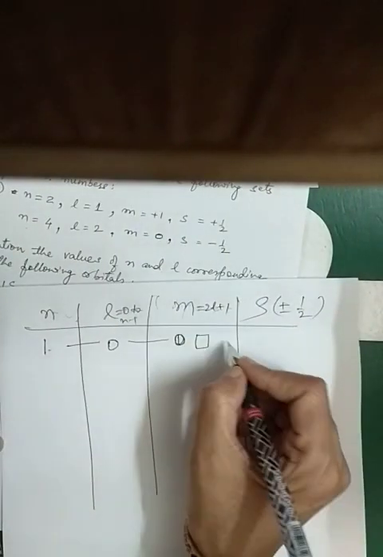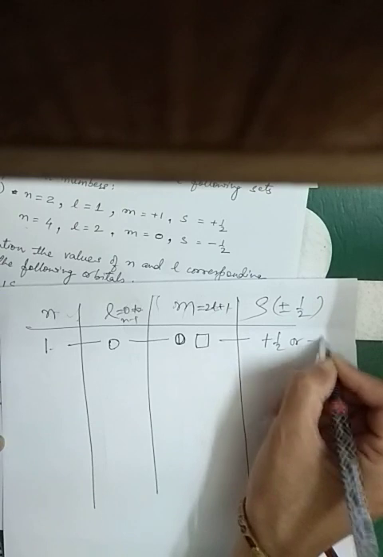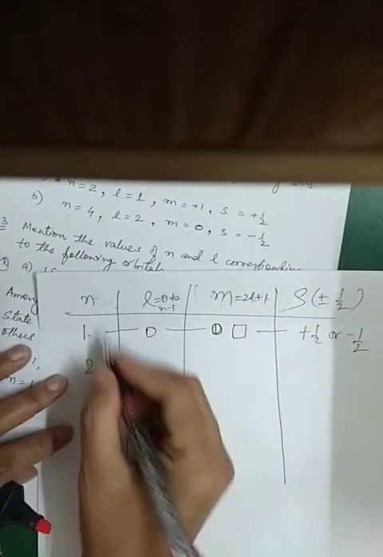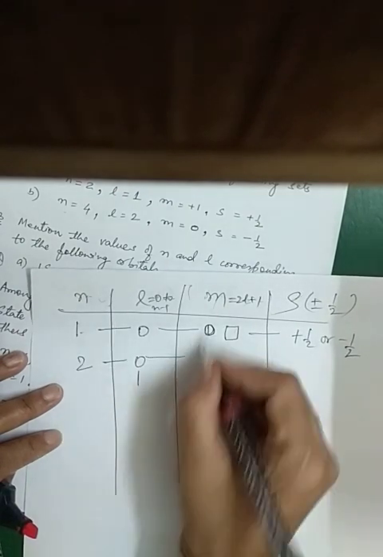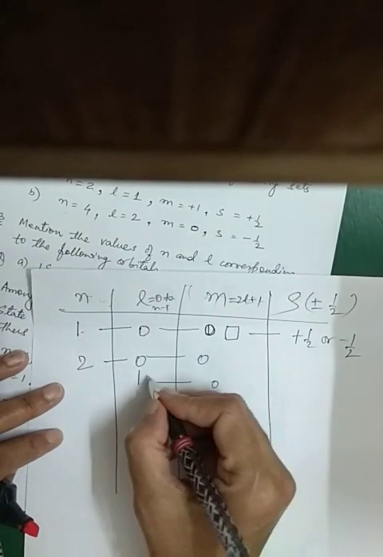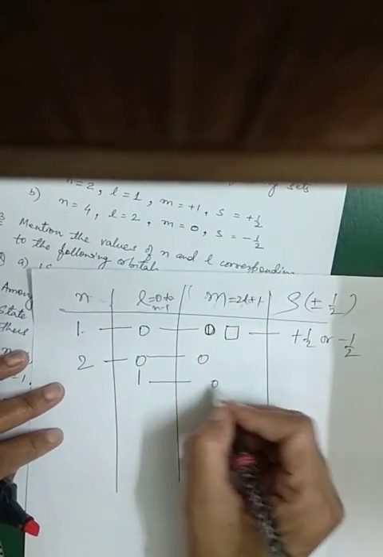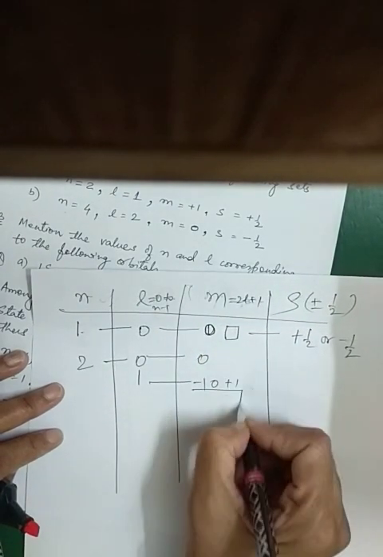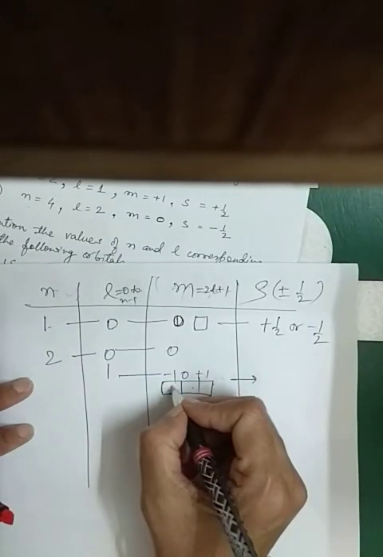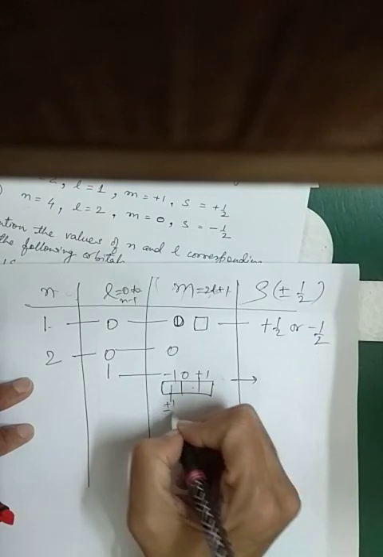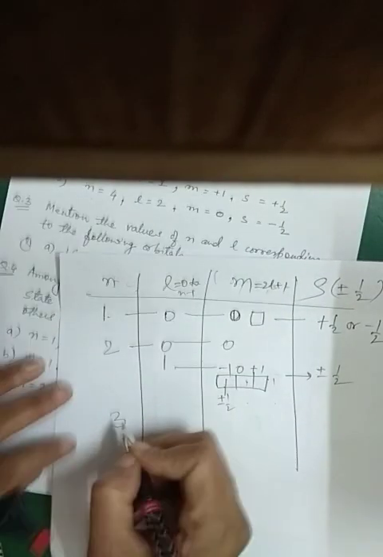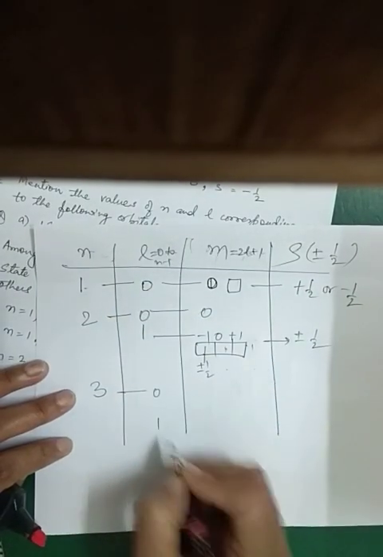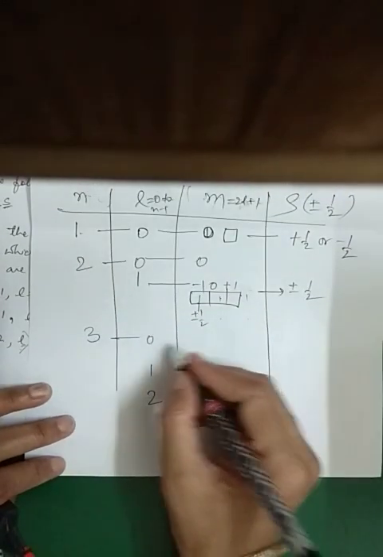In the same manner, for each one it is plus half or minus half. Say for example, if N value is 2, what are the possible values of L? 0 and 1. For 1, there are 3 values: 2 into 1 plus 1 is 3 values. So 0, plus 1 and minus 1, 3 values. We signify them as Px, Py, Pz. And each one of them will have plus minus half. Similarly for 3, it will have 0, 1, 2. Same like that you can keep on continuing for all.